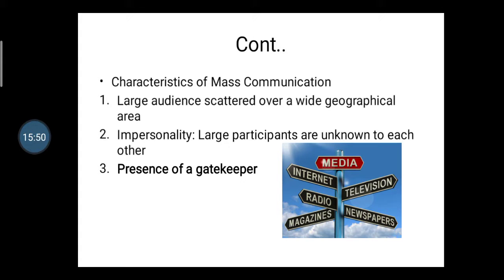Then presence of gatekeeper means mass communication is very important, because in this type of communication, media, internet, radio, televisions, magazines and newspapers are available. So if any manager or chairman says that they cannot verify a statement, or that they did not say this statement, media can oppose them, because the records are available with the media, televisions and newspapers. So the chairman gives the right information and cannot oppose that this statement was not given by me. So this type of communication is very important.